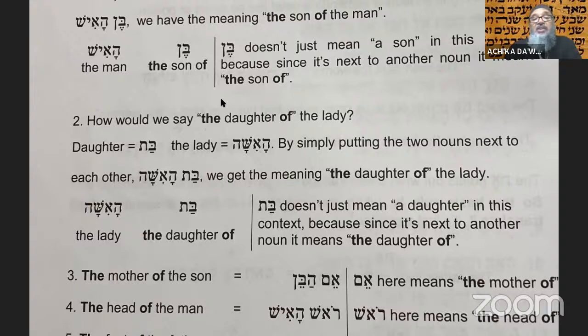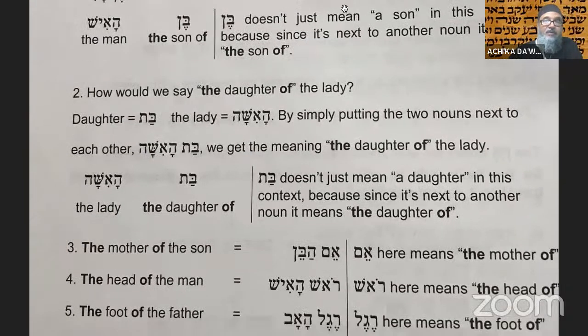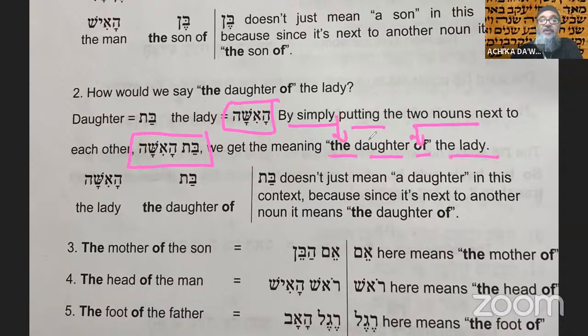Number two, how would you say the daughter of the lady? Well, you look there, they got daughter as Bat, and then you got Ha'isha. By simply putting the two nouns next to each other, you got Bat Ha'isha. So really what Bat Ha'isha is, is the daughter of the lady. The daughter belongs to the lady, just like the son belongs to the man.